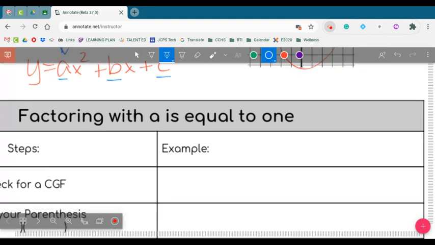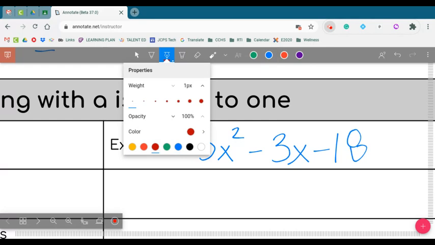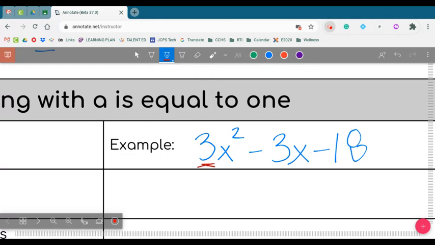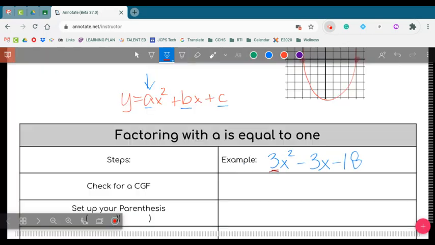The example we're going to use today is 3x squared minus 3x minus 18. So you're like, well, Mrs. Gilbert, you told us that the a value, which is this number in front of the x squared, is going to be 1. Well, it will be, but we have to go through our steps. Our first step is check for a GCF. Is there a variable I can pull out of each term? No, because there's not an x in every term. Is there a number I can divide 3, 3, and 18 by? Yeah, 3.